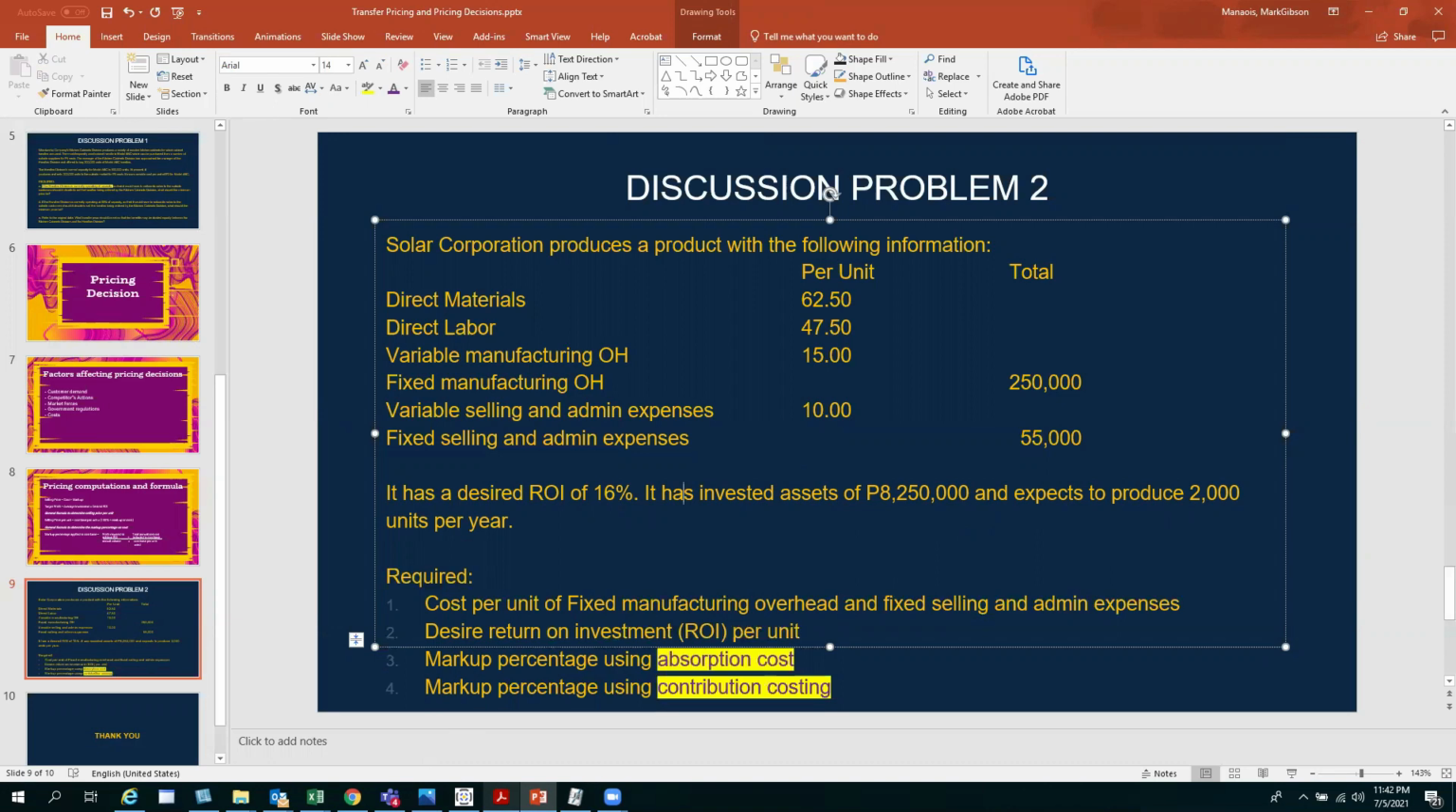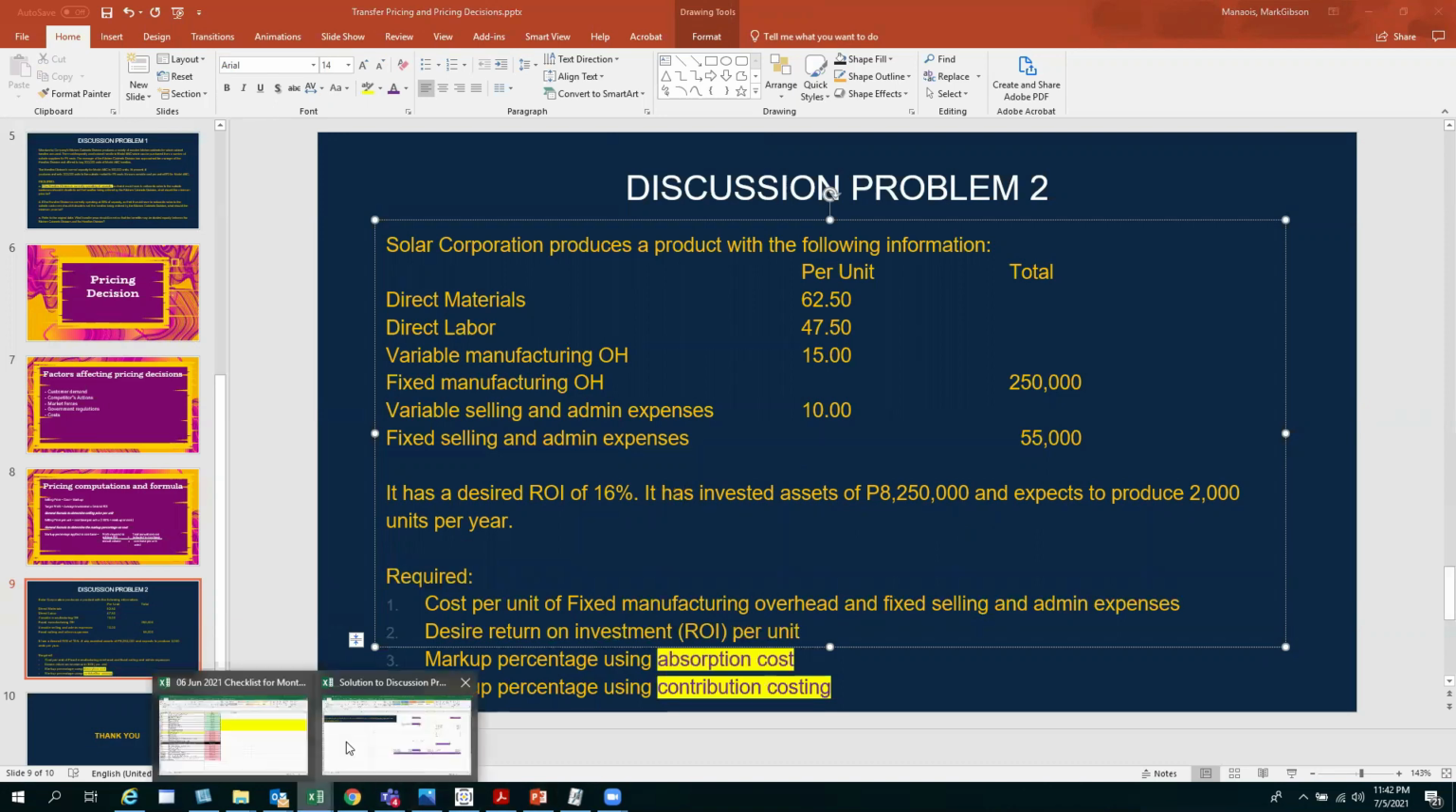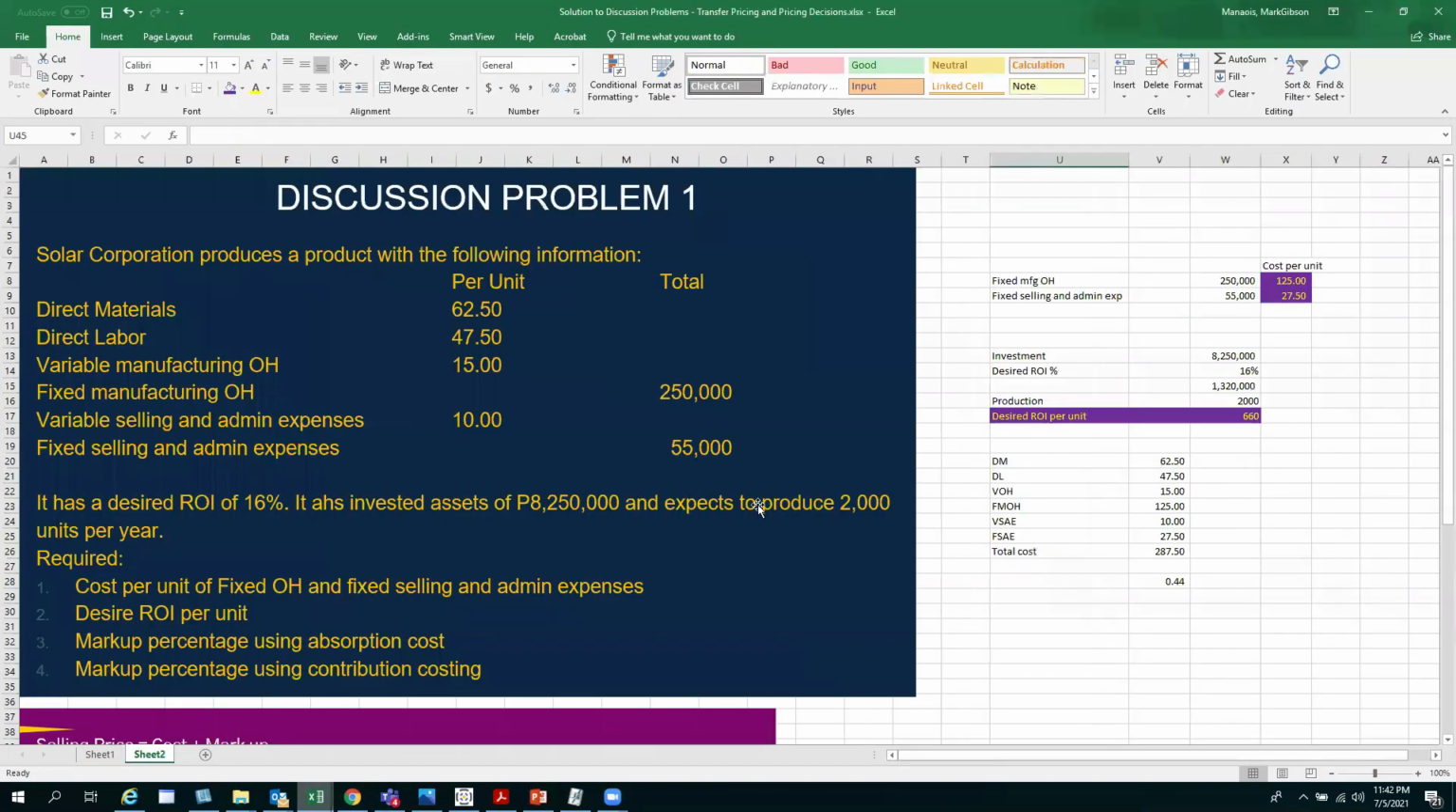Sige. Pag-usapan natin 'to, balik lang tayo doon sa Excel file natin. Okay? So, unang question is cost per unit. Sabihin mo pa sa akin, ang dali-dali naman niyan, bakit discuss pa natin? Alam ko, nabobore ka, pero please bear with me. So, sabi natin, your total fixed manufacturing overhead is 250,000 and fixed selling and admin expenses, 55,000.